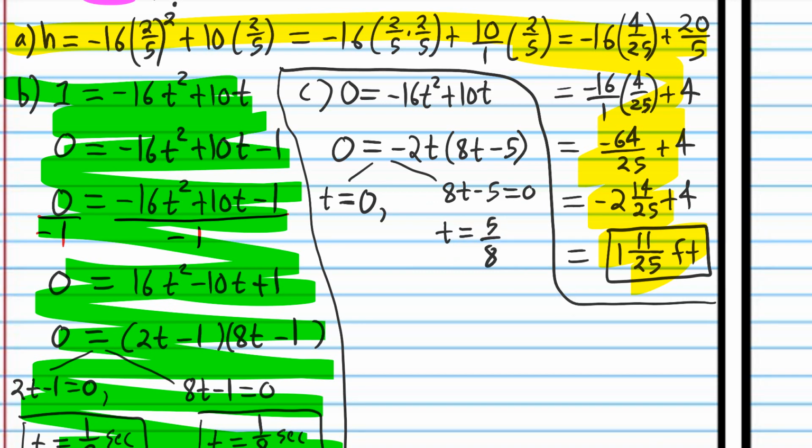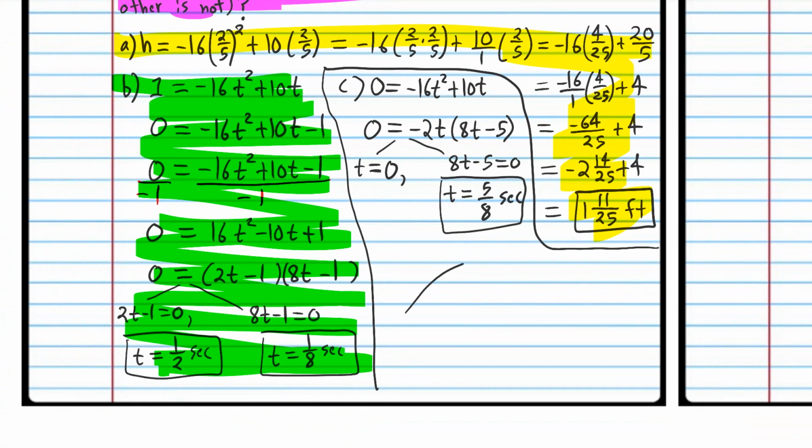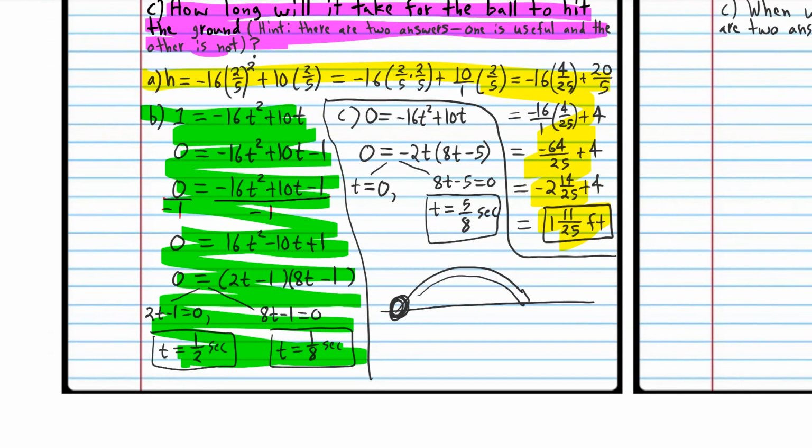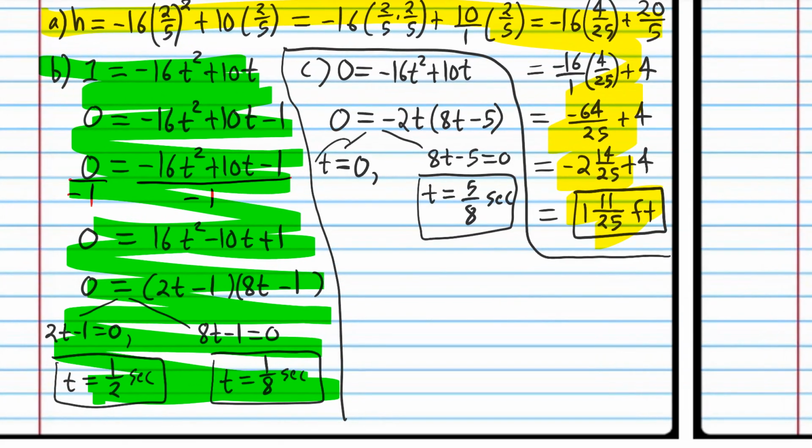So 5/8 seconds. Now we don't care about this answer. We just don't care about it. Why do you think we don't care about that answer? It's a valid answer, but we just don't care. Well, the reason is because the boy kicks the ball, and obviously the ball is on the ground when he kicked it. So when t equals 0, right before he kicks it, or maybe right at the instant that he kicks it, it's on the ground. So what? We don't care about that. We just want to know how long it'll take before it gets back to the ground, and that's 5/8 of a second. So we're not going to rectangle t equals 0.